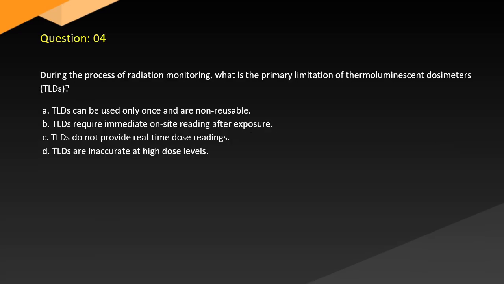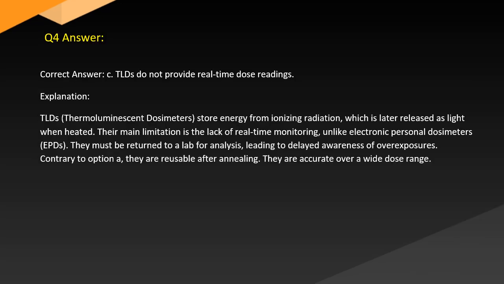Question 4. During the process of radiation monitoring, what is the primary limitation of thermoluminescent dosimeters, TLDs? A. TLDs can be used only once and are non-reusable. B. TLDs require immediate on-site reading after exposure. C. TLDs do not provide real-time dose readings. D. TLDs are inaccurate at high dose levels.